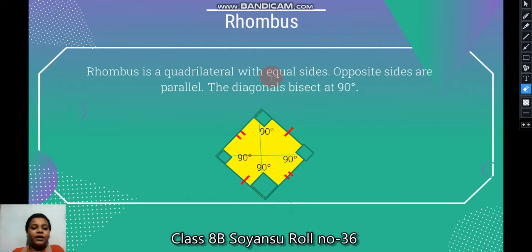Now comes rhombus. Rhombus is a quadrilateral with equal sides. Opposite sides are parallel and the diagonals bisect at 90 degree. Here also the opposite sides are equal and all the angles are 90 degree and diagonals bisect at 90 degree.